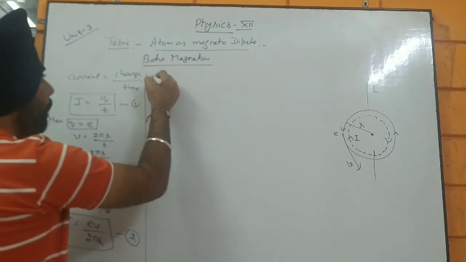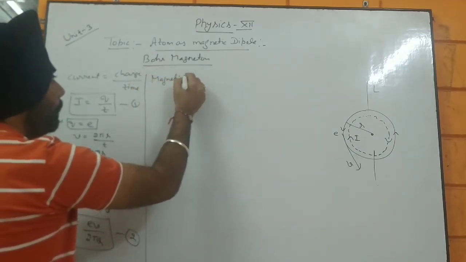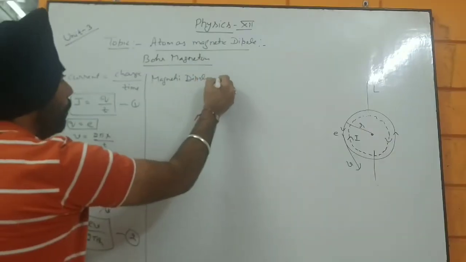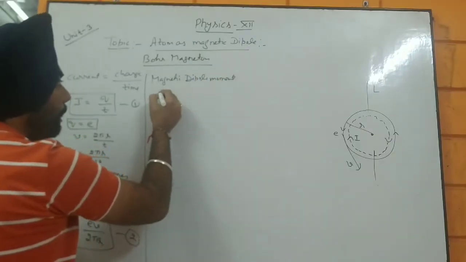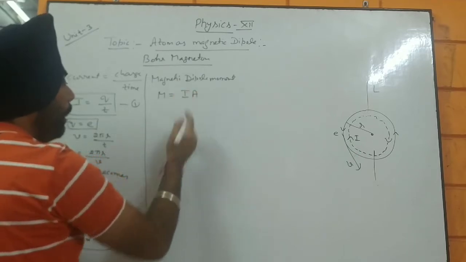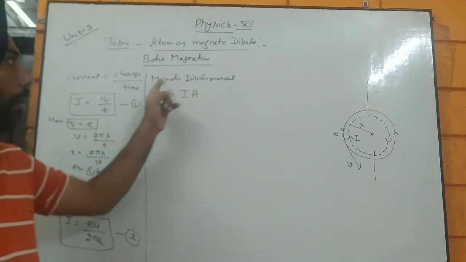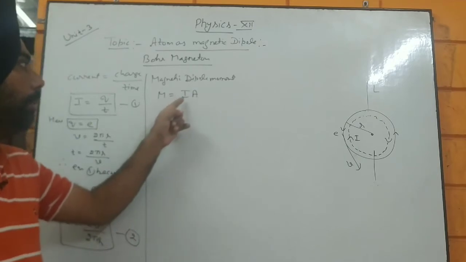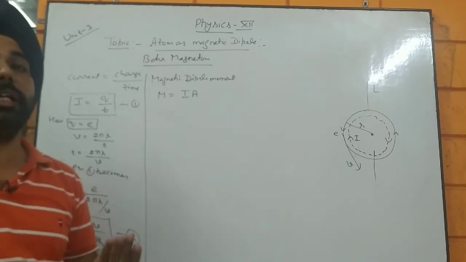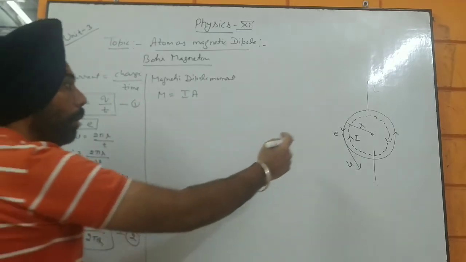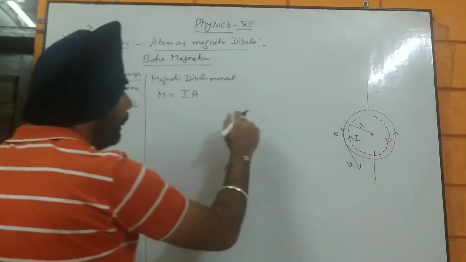So magnetic dipole moment, that is M is equal to I into A, where M is the symbol of magnetic dipole moment, I is the symbol of current, and A is going to be the area here. Now obviously that is a circular loop with radius r, so A is always going to be equal to pi r square, and you can also use the value of I here, which means using equation 2 here.